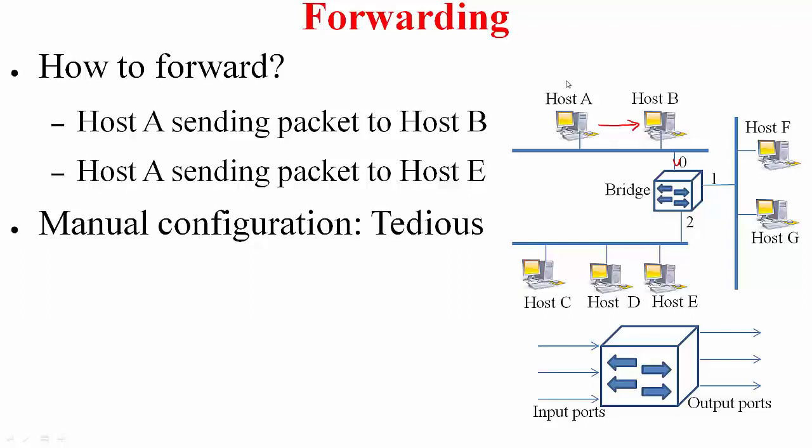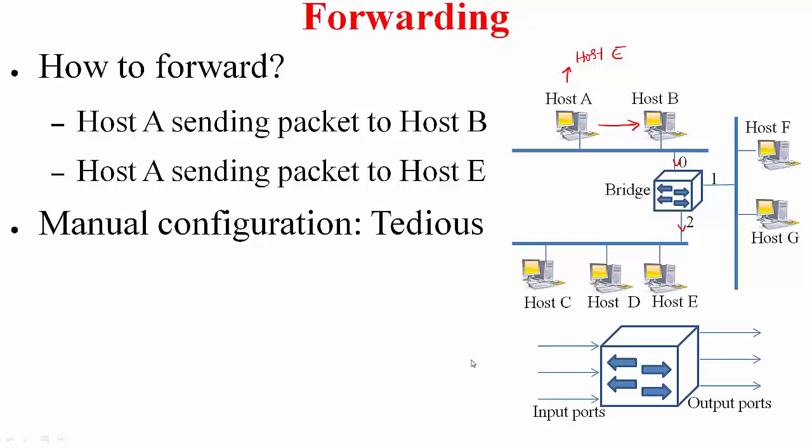Similarly, if host A were to send a packet to host E, ideally what should this bridge do? Since host E is on the segment that is connected through its port 2, it should take that packet and send it out on port 2 and not on port 1. One could potentially configure all this as part of this particular bridge. But this manual configuration can be rather tedious. When new hosts are added, you have to again reconfigure the bridge, and when hosts are removed, again you have to reconfigure the bridge. So automatic is always good.